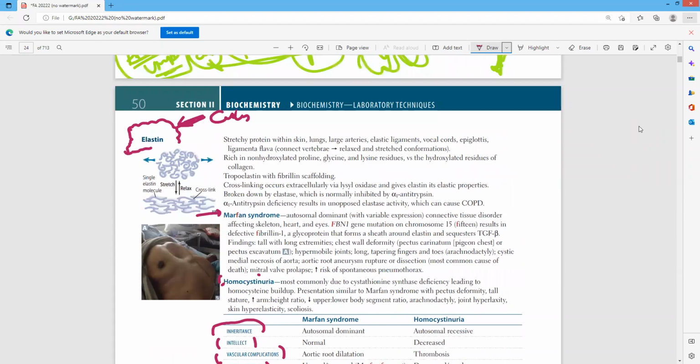Here, see that elastin, the "in" means a protein, and elastin gives you the sense of elasticity, the stretchy protein. You will find that within the skin, and you will find it within the lungs. You will find that within large arteries, like the aorta, one of the large arteries. And you will find that in elastic ligaments, like that in your back here.